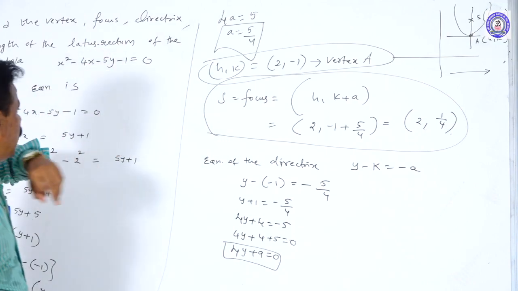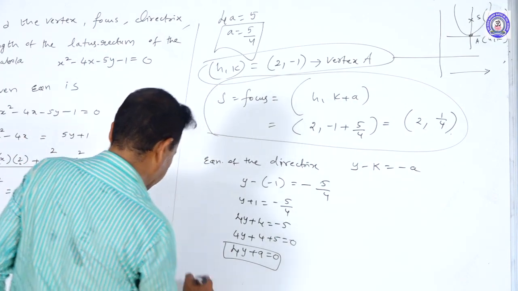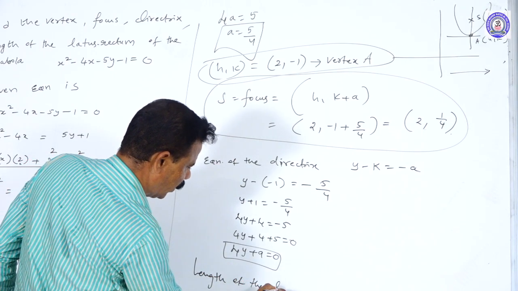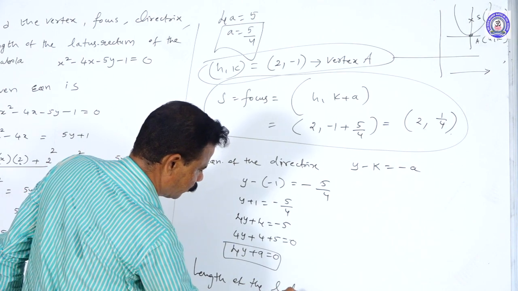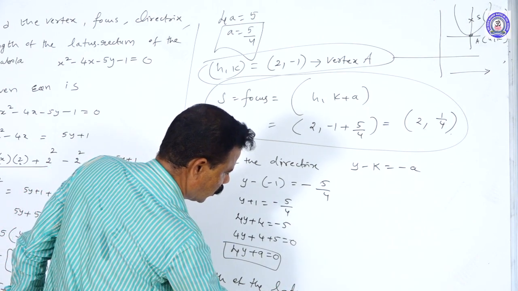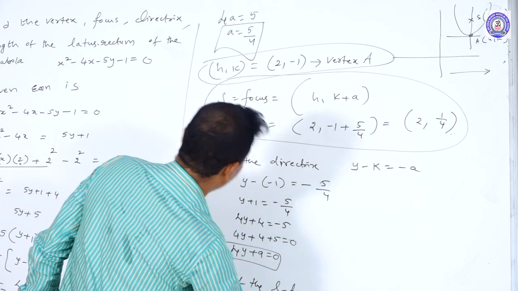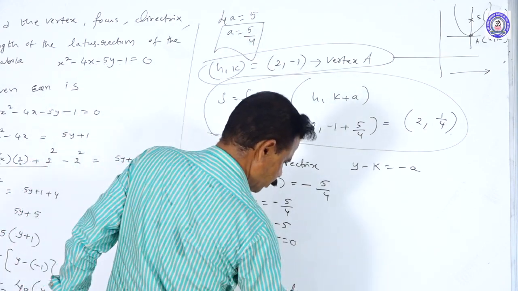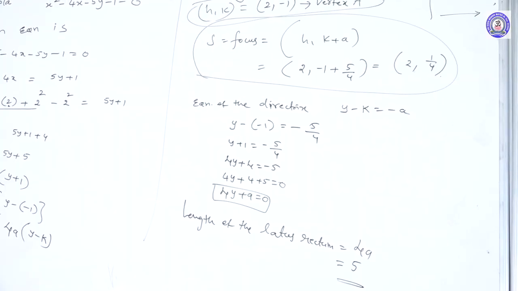After that, asking for the length of the latus rectum. The length of the latus rectum is equal to 4a. The 4a value is 5. That problem is over.